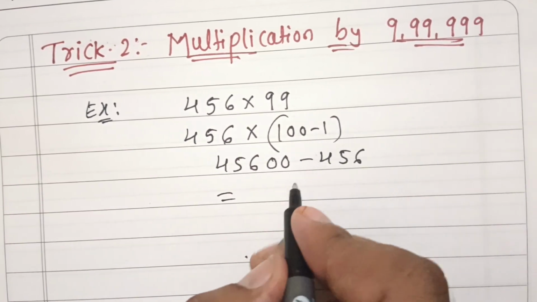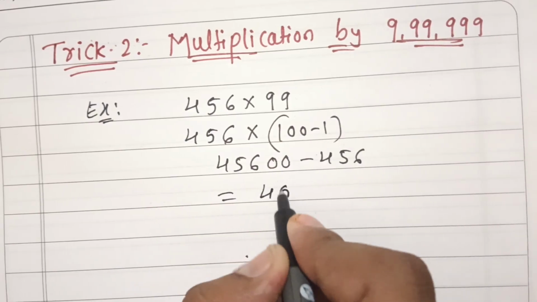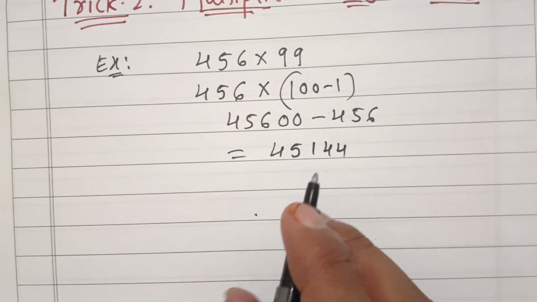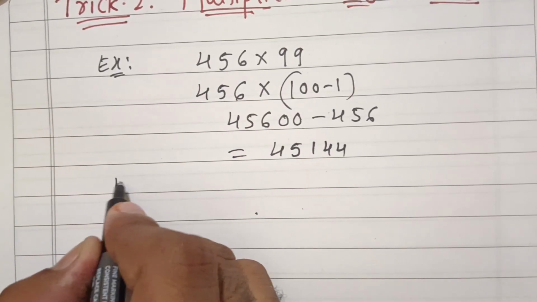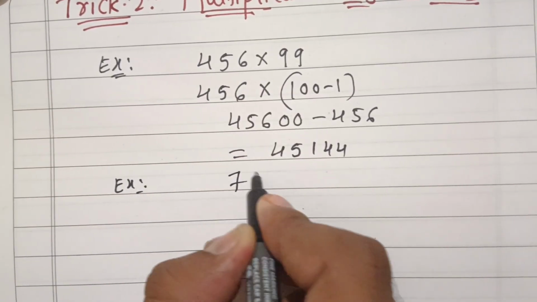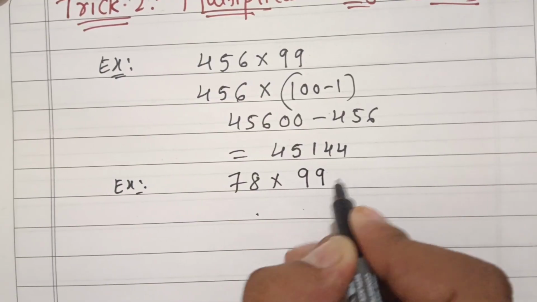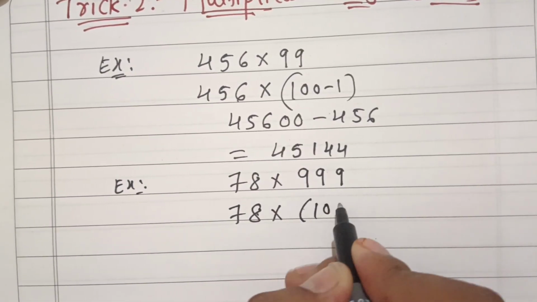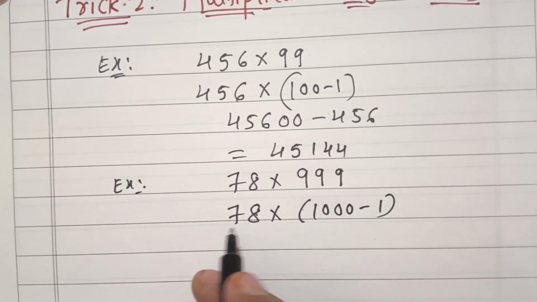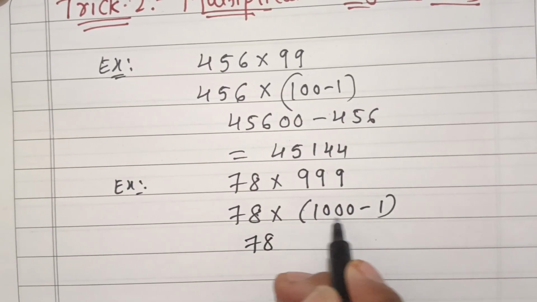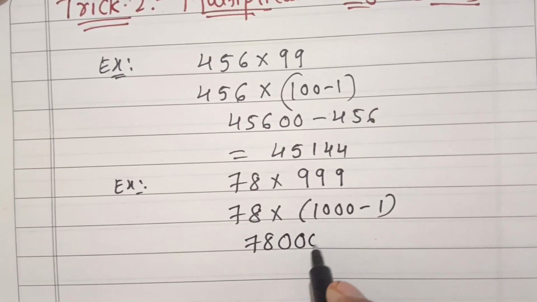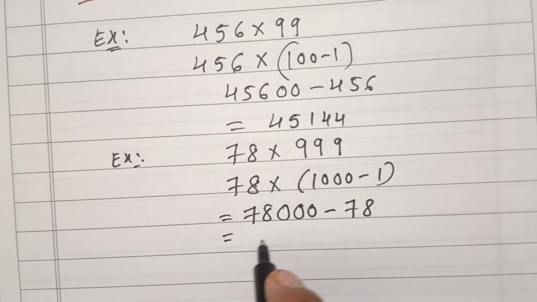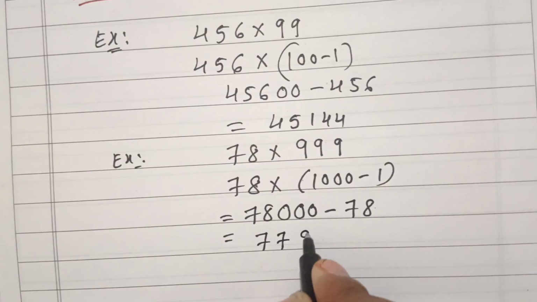If we subtract this, how much will we get? 45144. So like this we can solve it very quickly. Let us take one more example, 78 into 999. Similarly, 78 into, now this we can write as 1000 minus 1. So this is 78 with 3 zeros, minus 78. If you subtract this, how much will you get?